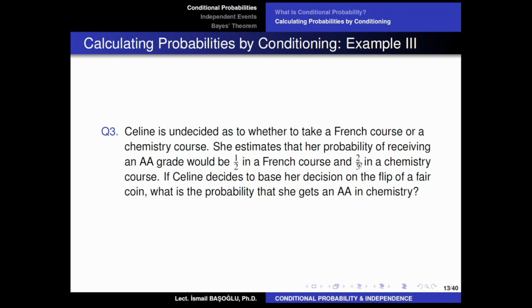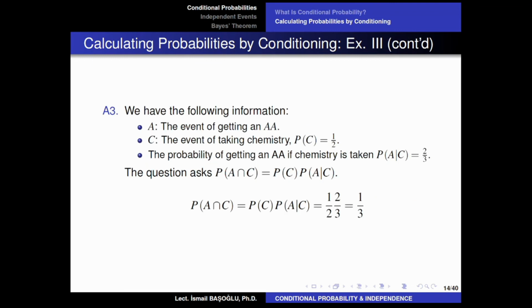Now she is going to select one of these courses. Because she is undecided, she is going to base her decision on the flip of a fair coin. If the coin shows a head, she is going to select French, let's say, and if it's a tail, she is going to select the chemistry course. So there is a 50-50 chance for Selin to select either course. The question is asking: what is the probability that she gets an AA in chemistry? Or in other words, what is the probability that in her transcript there will be chemistry with an AA next to it? So we are going to describe this situation.